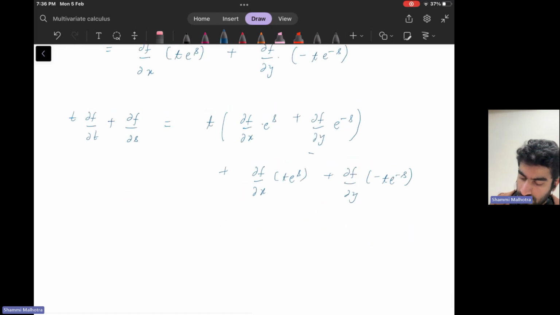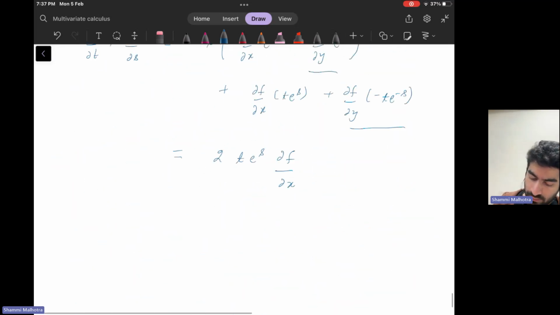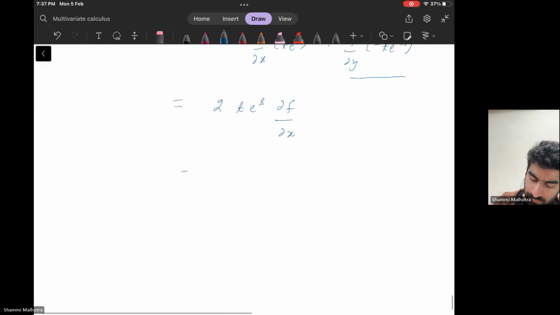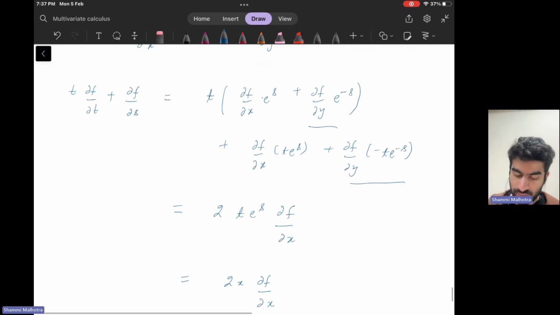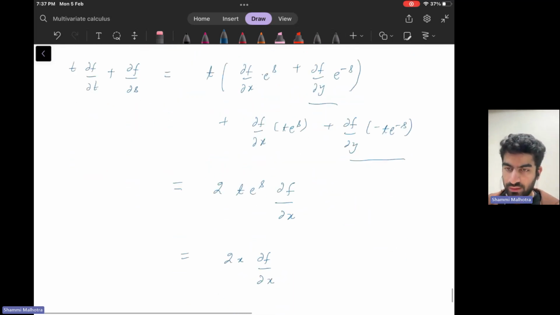So I can see these terms are cancelling out. So this will eventually give me twice t e raised to power of s del f by del x. But what is t times e to the s? This is nothing but my x only. So this is 2x del f by del x. That's the expression which we would like to have, and that's how we calculate it.